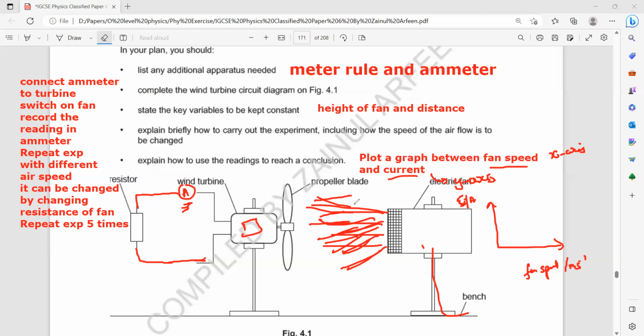And compare the results, compare the trend, and how it is affected. Is this experiment clear? How can we identify that changing the fan speed or airflow can affect the current produced? Yes, sir, clear. Does anyone have a question or doubt in this?